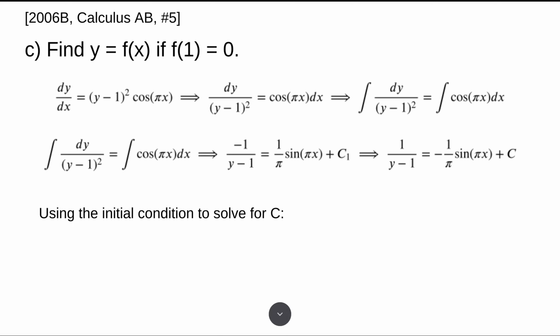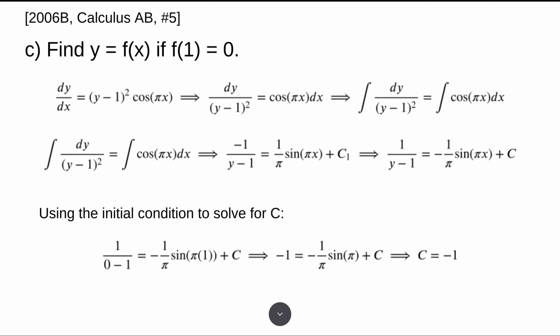Using that initial condition to solve for c, that is plugging 1 in for x and 0 in for y, we can solve for c. 1 over (0 minus 1) equals negative 1 over pi times the sine of pi plus the constant, which is equivalent to negative 1 equals negative 1 over pi times the sine of pi plus the constant, but the sine of pi is 0. So that term cancels out, and then we just get c equals negative 1.